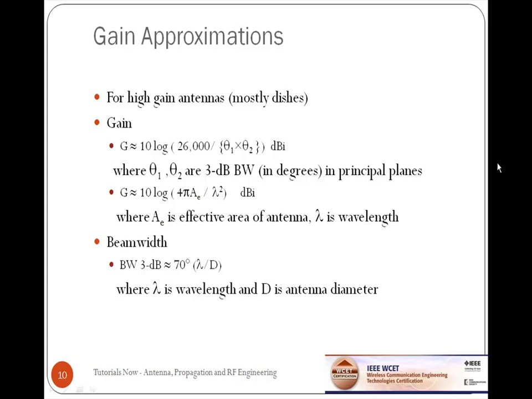There are a few ways to approximate gain, and for high gain antennas, most of the dishes, the gain is approximately equal to 10 log 10 of 26,000 divided by theta 1 times theta 2, and this is in dBi. In this expression, theta 1 and theta 2 are the 3 dB beamwidths in degrees in the principal planes. One can also approximate gain as being 10 log 10 of 4 pi effective aperture A sub e over lambda squared, and we will talk about the effective aperture later.